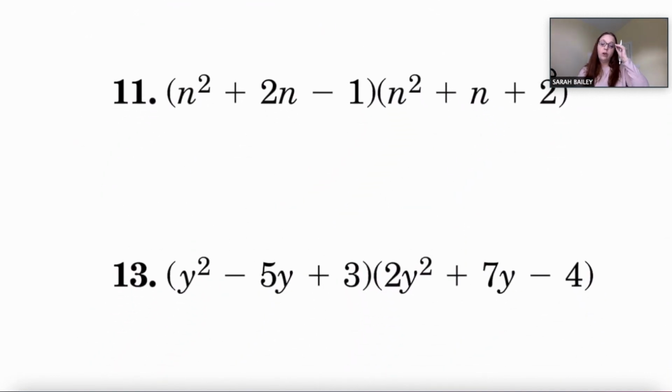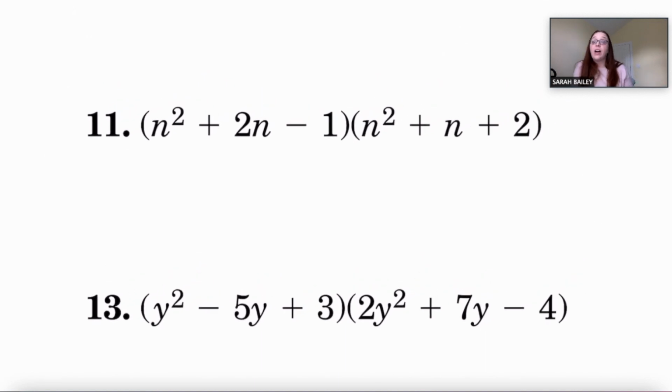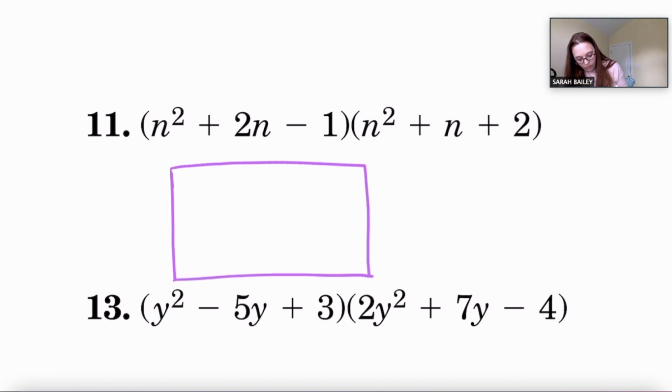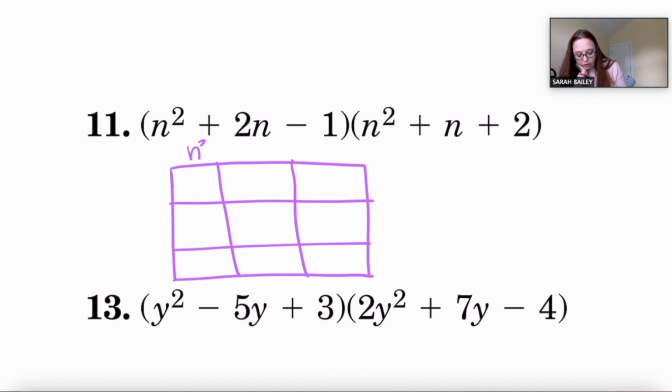All right, so let's skip down to number 11. Okay, so we're going to look at number 11, and this time you've got 2 trinomials being multiplied together. So this time make a 3 by 3 box because each set of parentheses has 3 terms. All right, so I'm going to do n squared, 2n, negative 1, then n squared, n, and then 2. And then I'm just going to fill it in.